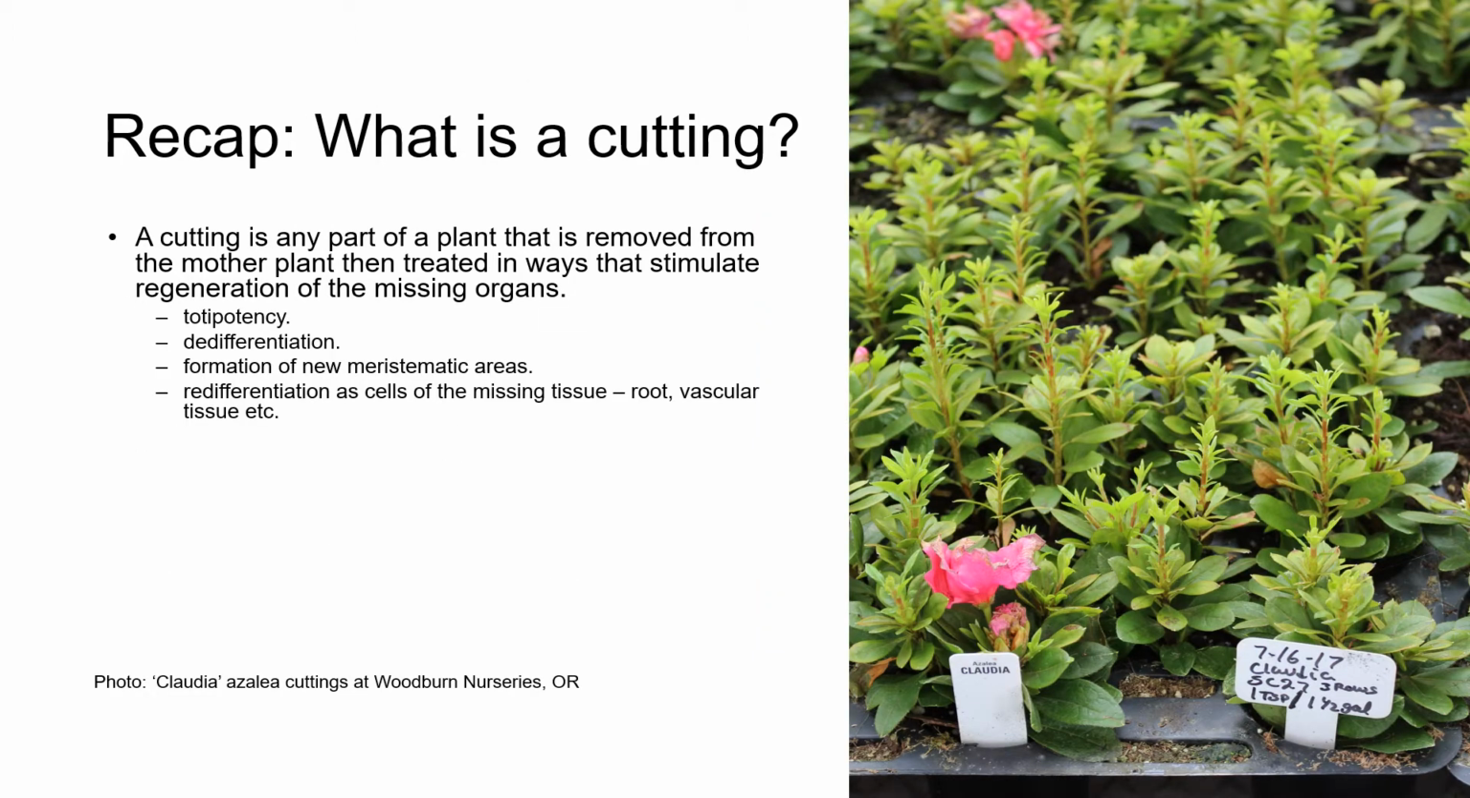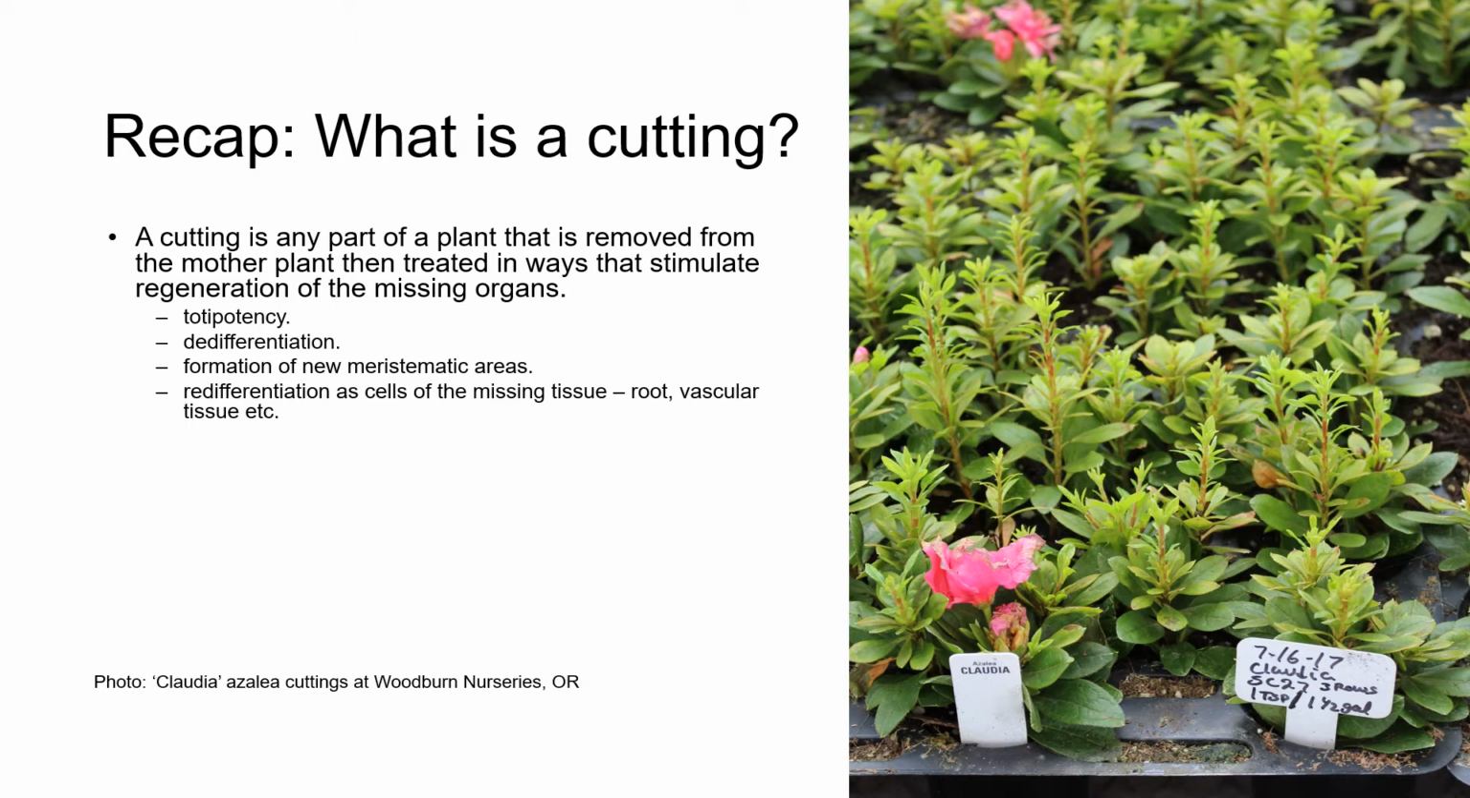You may remember from an earlier unit that a cutting is any part of a plant that's removed from the mother plant, then treated in ways that stimulate regeneration of the missing organs. In the case of stem cuttings, those missing organs are the roots.